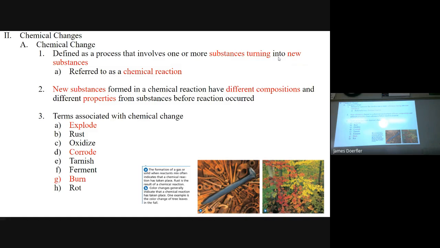So, some terms that we often associate with a chemical change occurring: explode, rust, oxidize, corrode, tarnish, ferment, burn, rot. Again, the list goes on and on and on to help us indicate what process would be considered a chemical change.